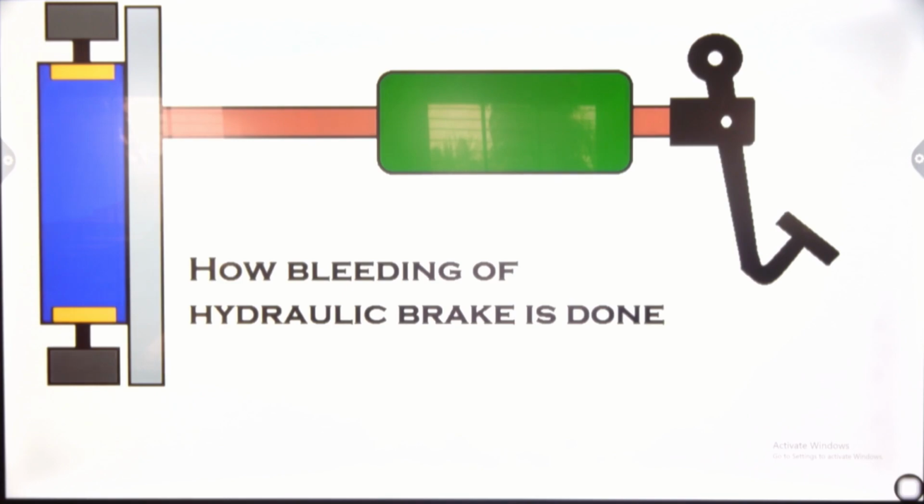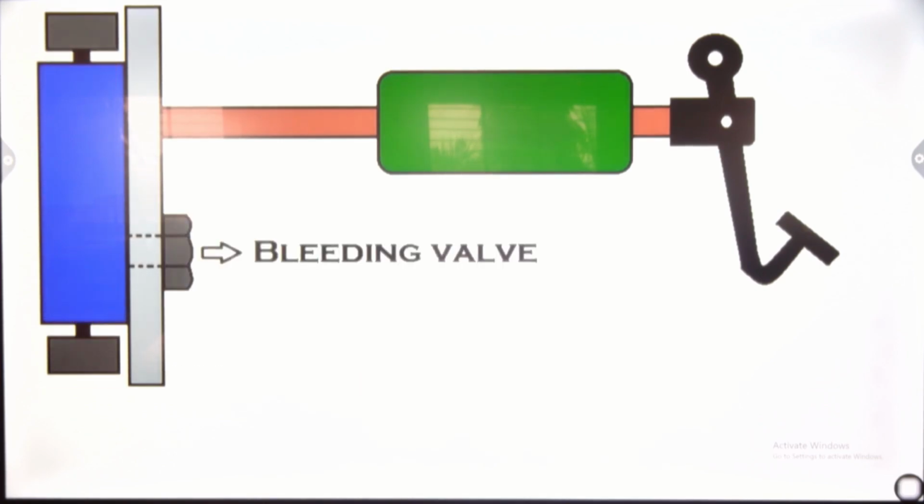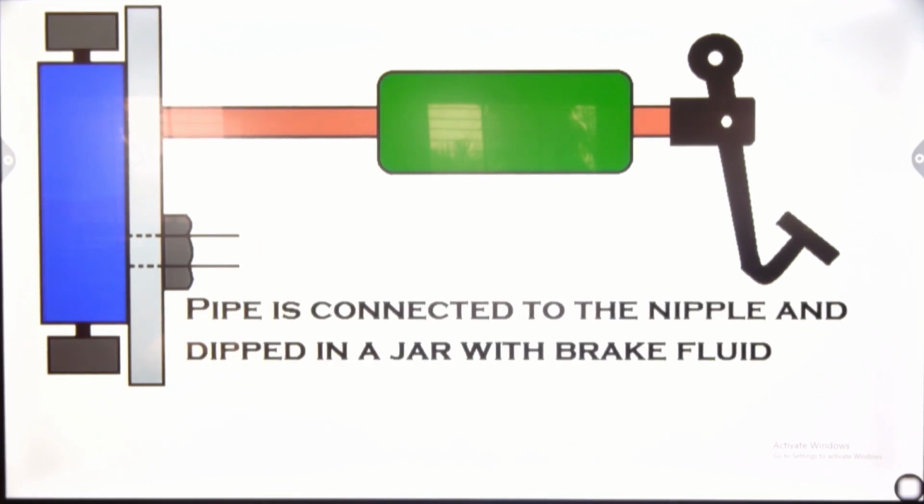Now the question is how bleeding takes place. Bleeding means removal of air. Okay, brake bleeding is done through a bleeding valve. Okay, the bleeding nipple is the first position where the pipe is connected. Then the pipe is connected to the nipple and dipped in a jar with brake fluid.